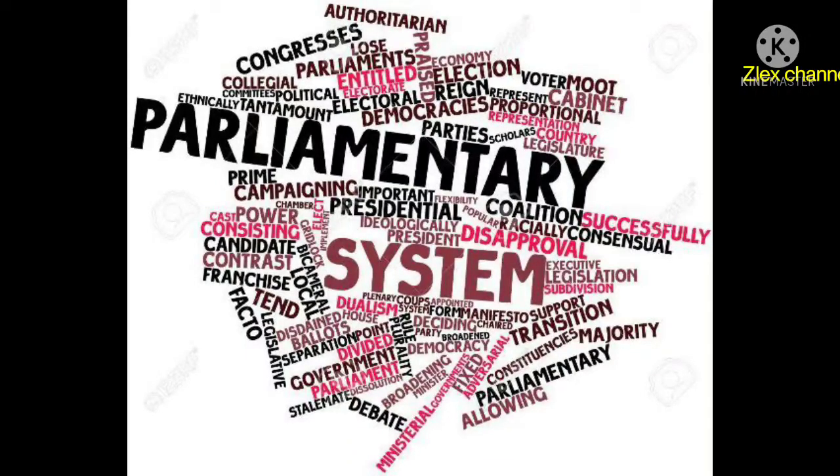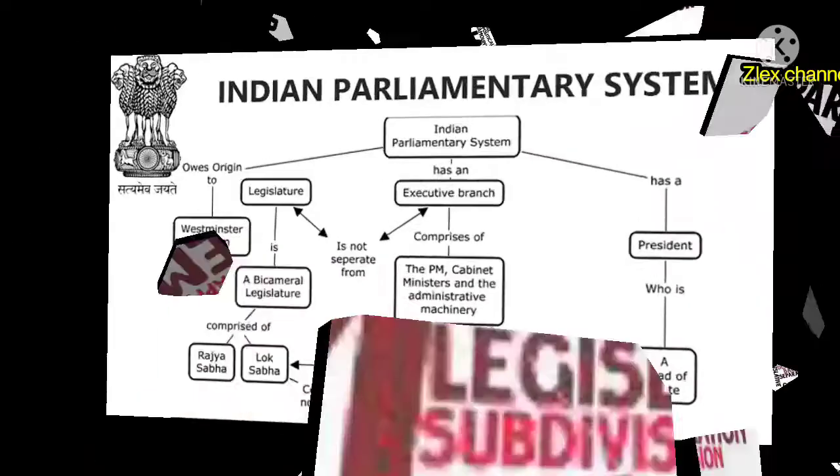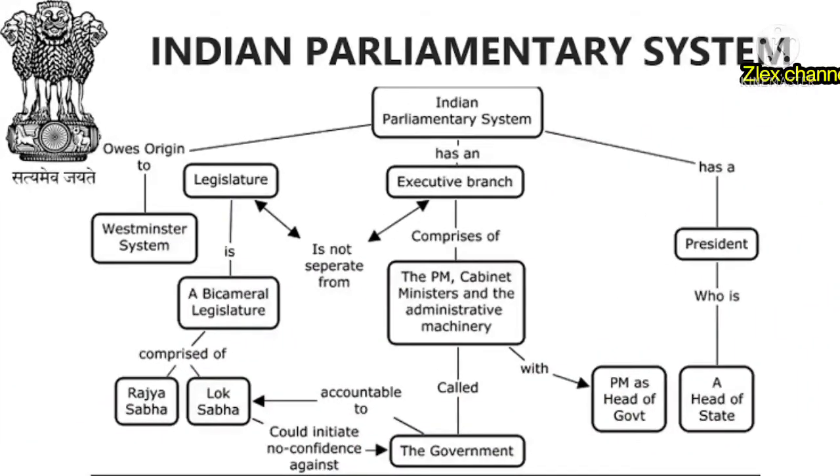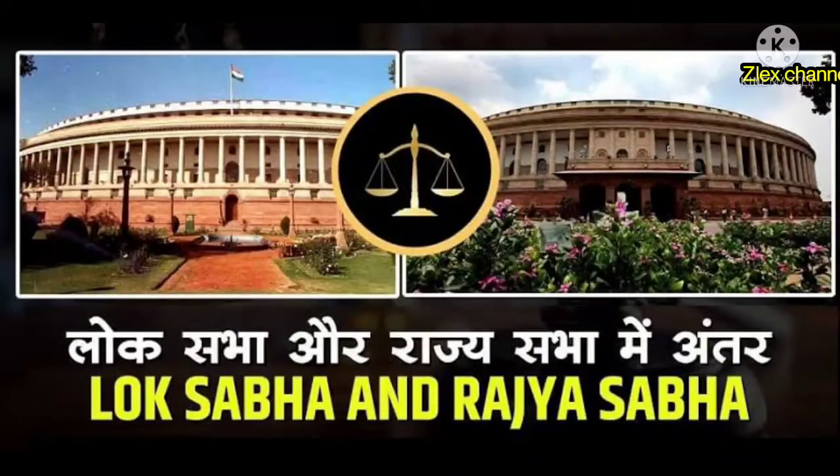Today we are going to learn about the parliamentary system. Mainly we study about the Lok Sabha, Rajya Sabha, functions of the parliament, the president and finally the prime minister and the council of ministers. Friends, we know the Indian parliament consists of the president and the two houses of parliament, the Lok Sabha and the Rajya Sabha. The parliament and the two houses form the union legislature.